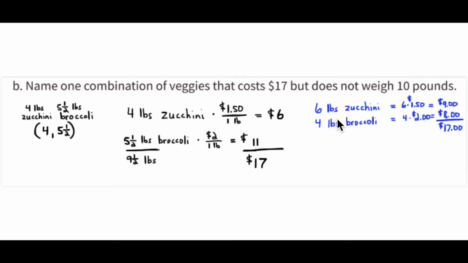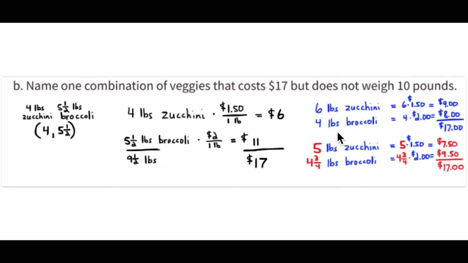So let's do the same thing. Let's step through this 1 pound at a time and see what happens. So we're going to keep the cost at $17. So 6 pounds of zucchini, 4 pounds of broccoli. So that costs $17. That's the original, that's where the lines intersect. That's the original calculation. So now we're going to trade a pound of zucchini. So we're going to drop this from 6 pounds to 5 pounds. So that's $1.50 less, but we have to add $1.50 for the broccoli.